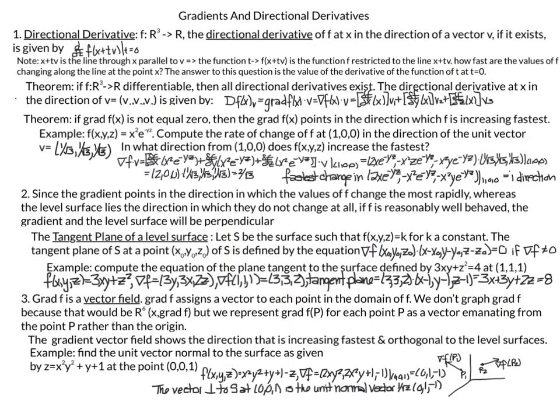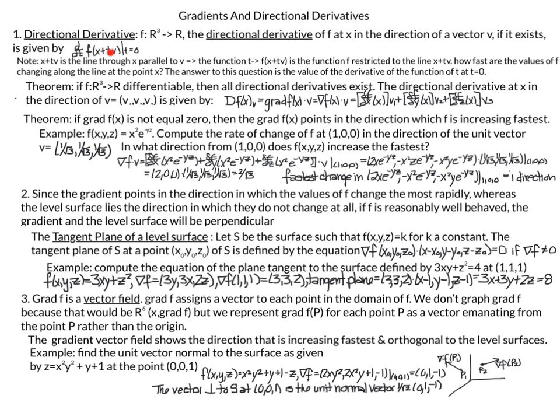Now we've finished all the material for this video, so we'll review that. First we talked about directional derivative, and so if we have a function from R3 to R, the directional derivative of f at x in the direction of a vector v, if it exists, is given by the derivative of f of x plus tv, and remember this is the line through x in the direction of v, at t equals 0. And the idea is this is the line through x parallel to v.